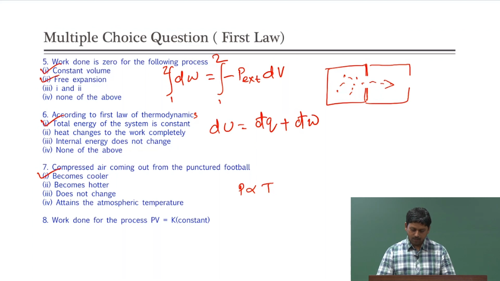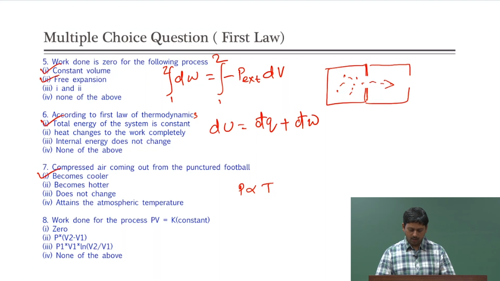So, eighth question: work done for the process PV equal to K, where K is a constant, is 0, P(V2 minus V1), and then the third option is P1 V1 ln(V2/V1). Here P1 means the initial pressure and V1 means the initial volume. Similarly, V2 means the final volume and things like that, and none of the above.